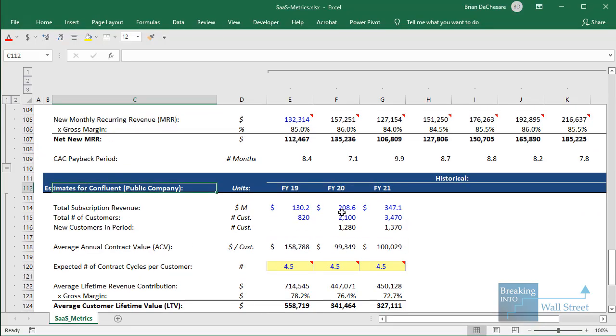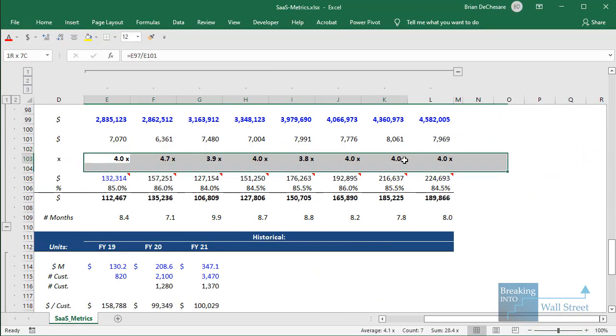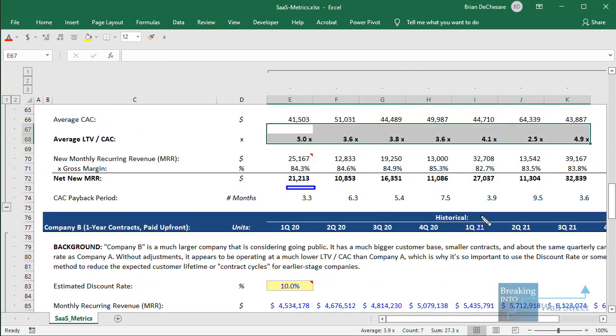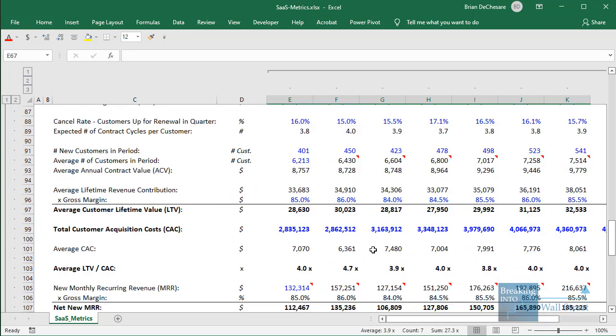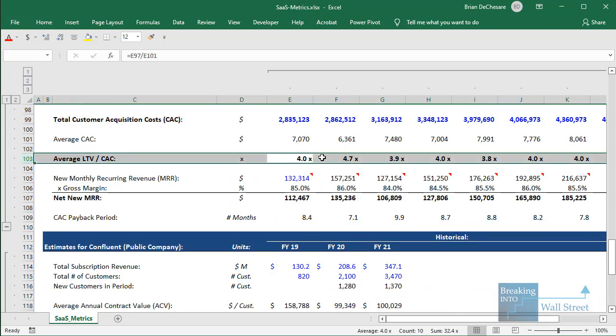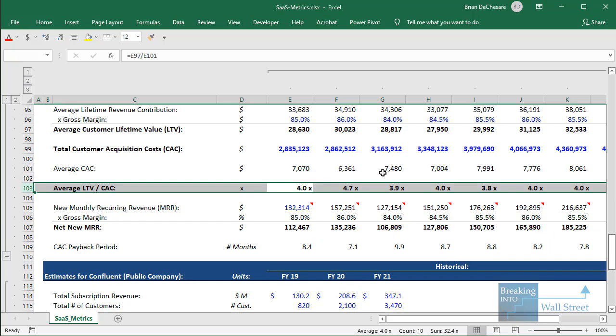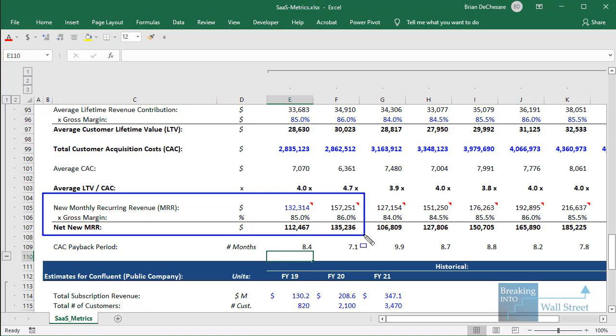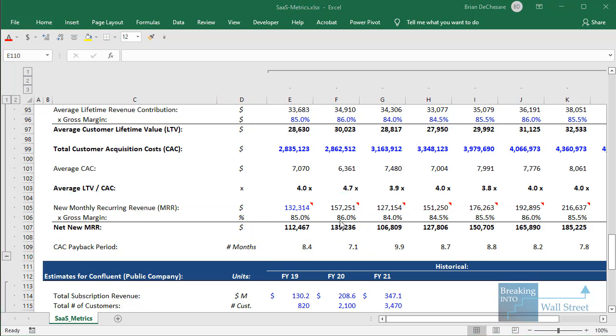You saw how even when the LTV to CAC ratio for these two companies tells you one story, if you look at the CAC payback period, it could tell you quite a different story, and it's all because of how the adjustments are different and how the LTV calculation itself is much more subjective than something like the amount of net new monthly recurring revenue that is added in one specific period.